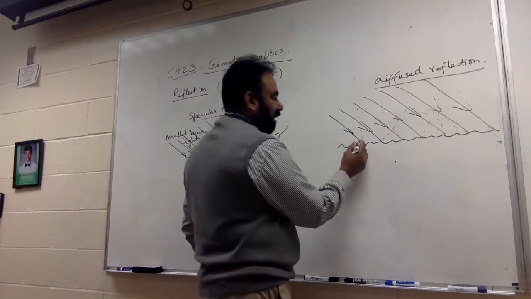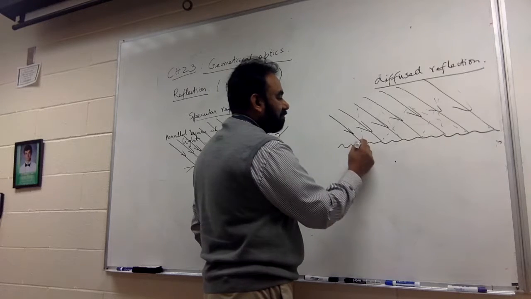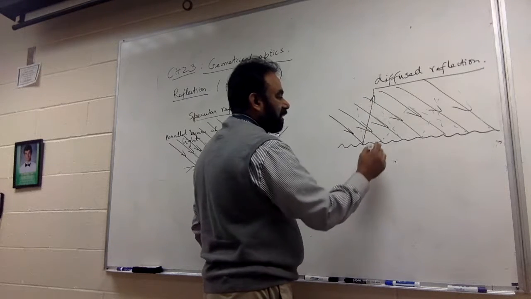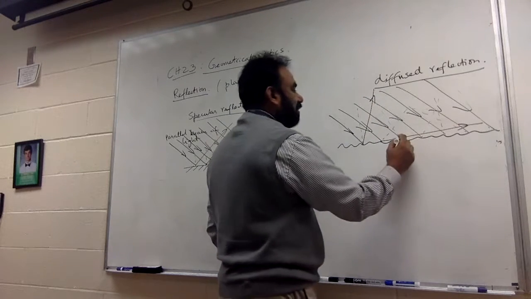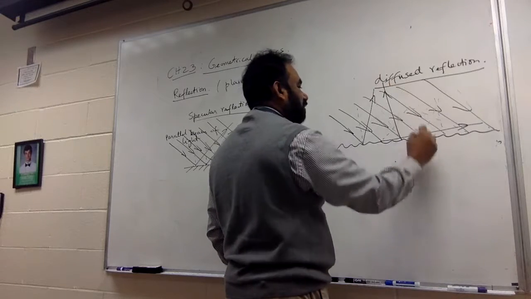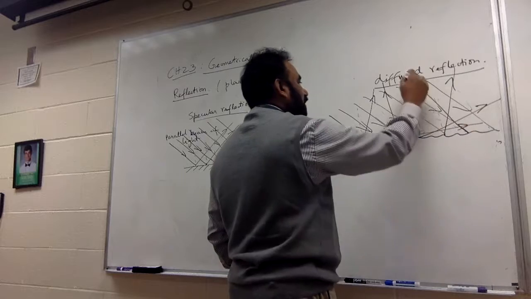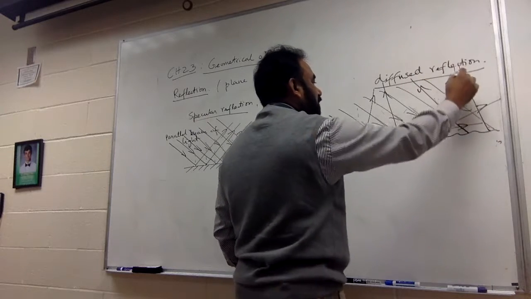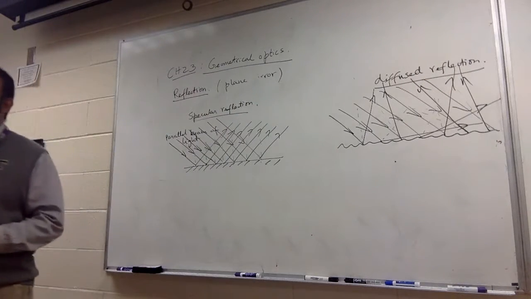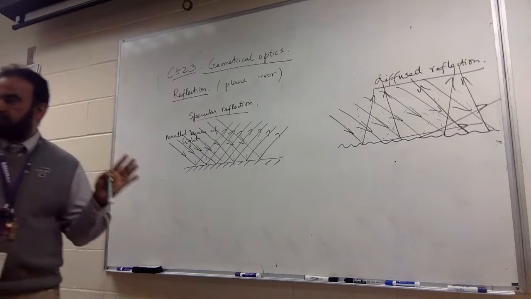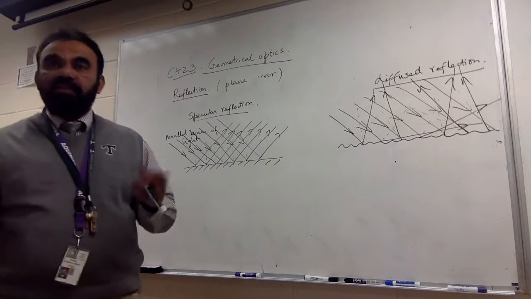So what happens is the angle of incidence here is different. So this one goes like that. That one goes like that. That one goes like this. This one goes like that. That one goes like that. That one goes like that. It just scatters the rays.